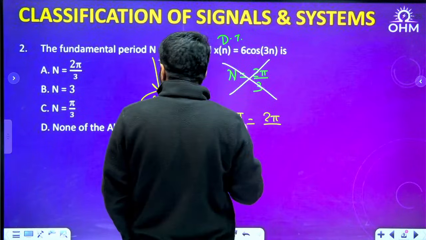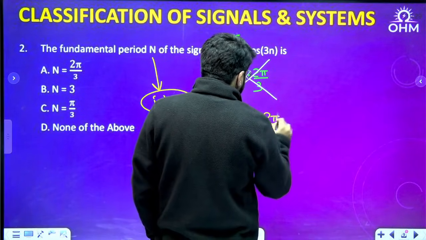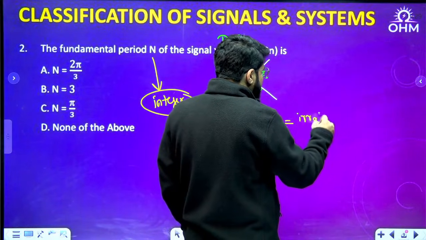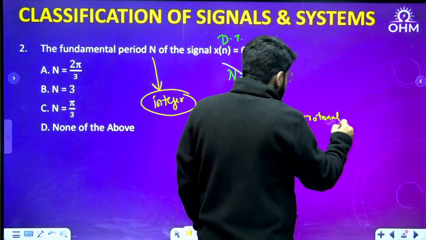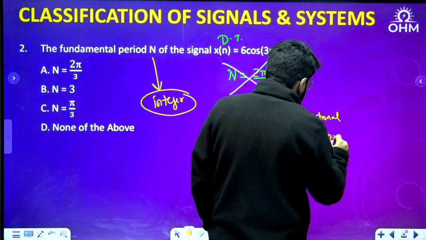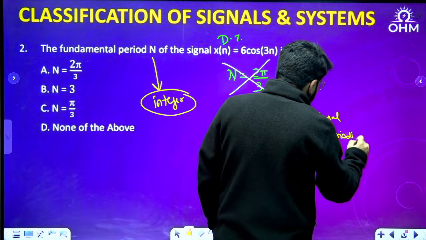What is 2 pi by omega? The omega is 3, and this is irrational because pi is left. Pi is not a rational number. Since this is irrational, I can comment that the given signal is aperiodic, not periodic.